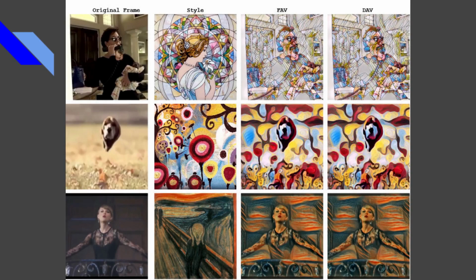Here are some examples of frames generated by FAV and DAV. As you can see, they both produce nearly identical output even across different models and inputs. Here is also an example video stylized by FAV on the left and DAV on the right. While they have some differences, they are equivalent in quality.